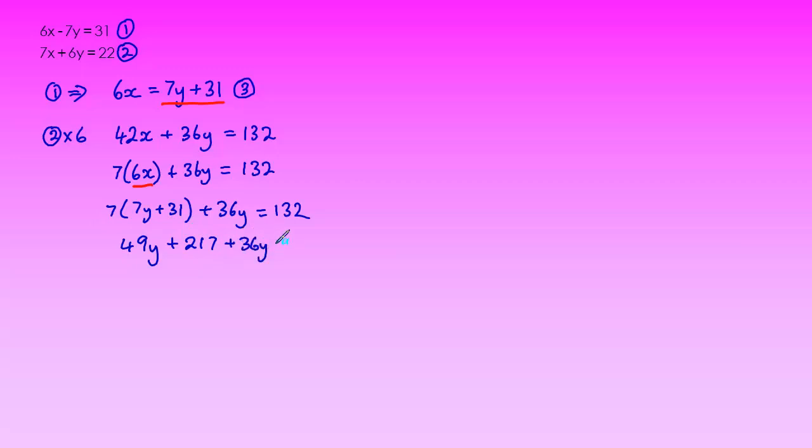Add 36y is 132. Now the chances are you wouldn't have this sort of thing without a calculator, but I've not got a calculator at the moment, so I'm just going to go ahead and work out how many y's I've got. So that's going to be 85. So I've got 85 y's. Doing 2 steps at once, shouldn't do that. 85 y's add 217 is 132.